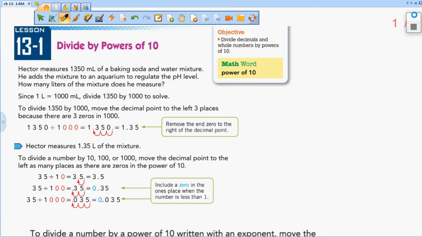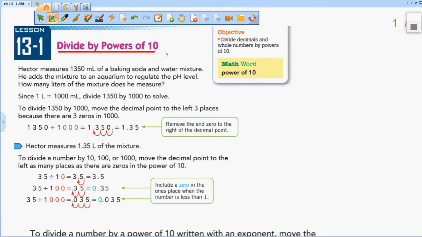We have some problems in this lesson, some questions we have to solve. And if you need any help with multiplying by powers of 10, you can go to my channel and find that lesson there. So let's start explaining our lesson and some problems, how to divide by powers of 10.